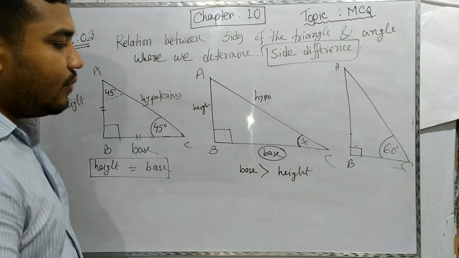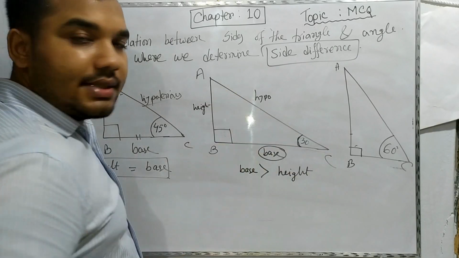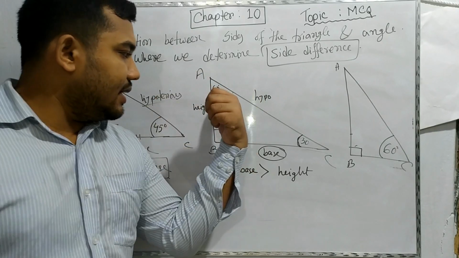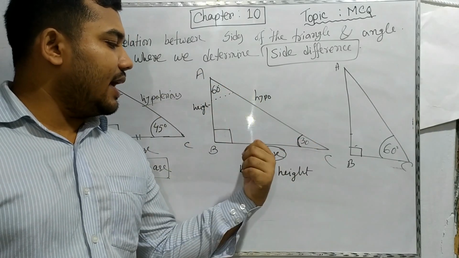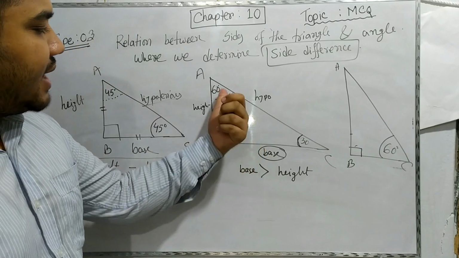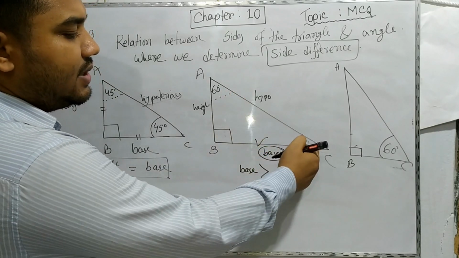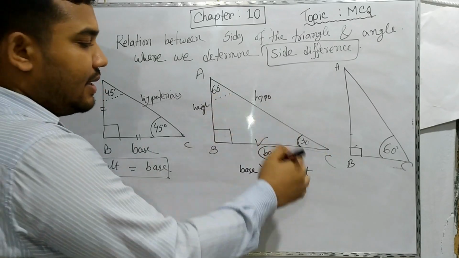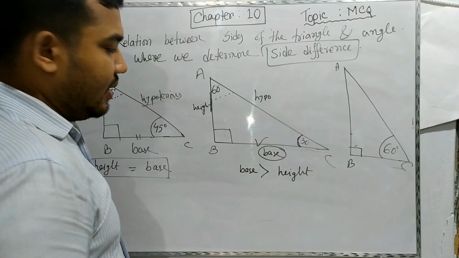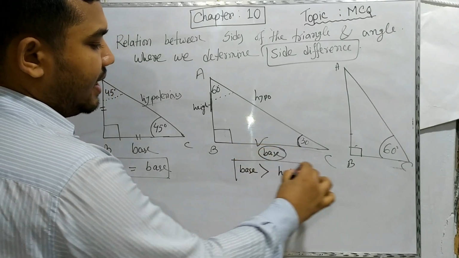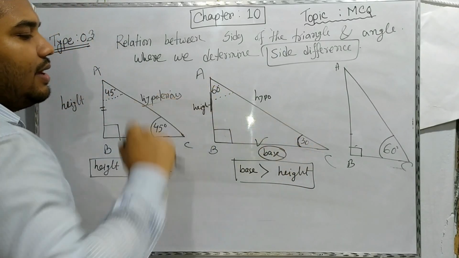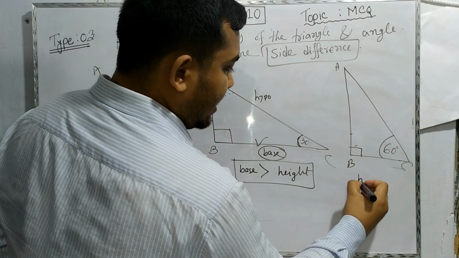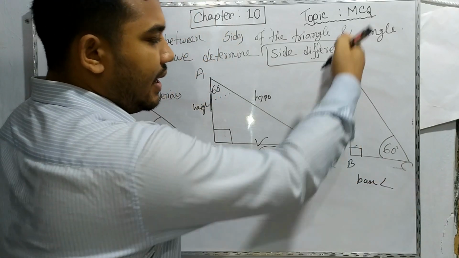Since this angle is 30, then this angle will be 60. So the side opposite the greater angle will be greater, because this is 30 and this is 60. Since 30 is less than 60, that's why this line will be the smaller one. That's why we can say that the base must be greater than the height. Similarly, since here is 60 degree, we can say here the base must be less than the height.